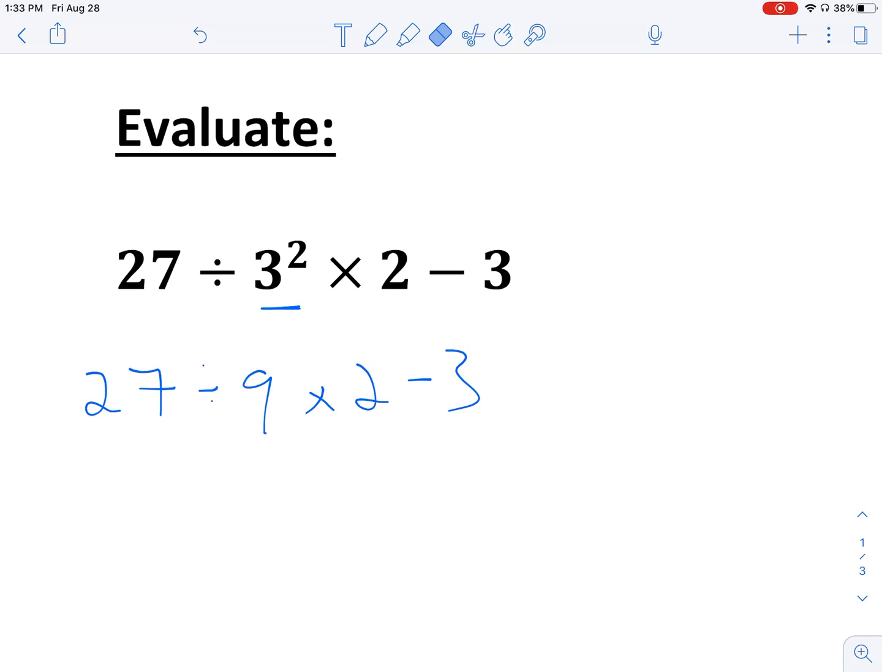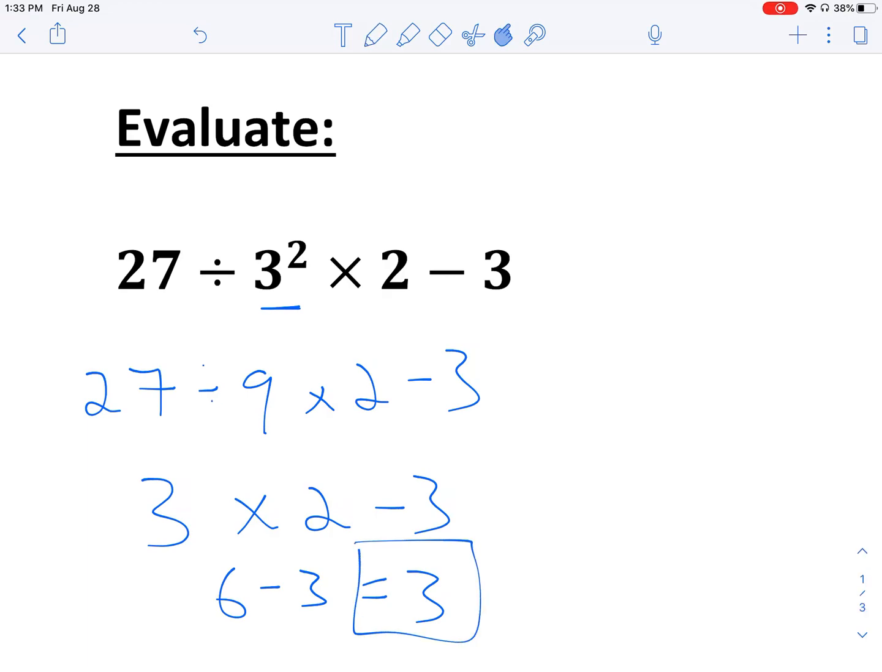All right, so in this case, we see 27 divided by 9 is 3 times 2 minus 3. Okay, so now we can do our multiplication. 3 times 2 is 6 minus 3, and you're simply left with the value of 3.